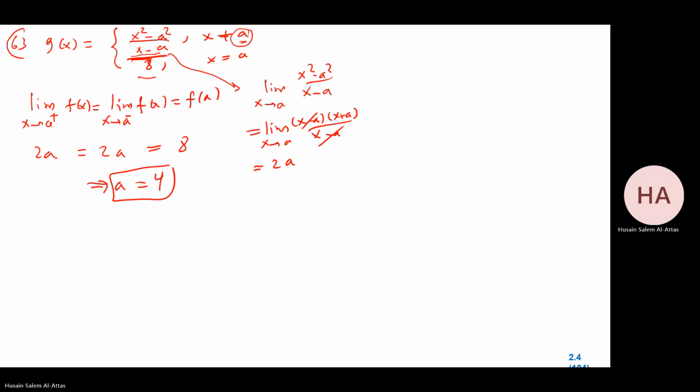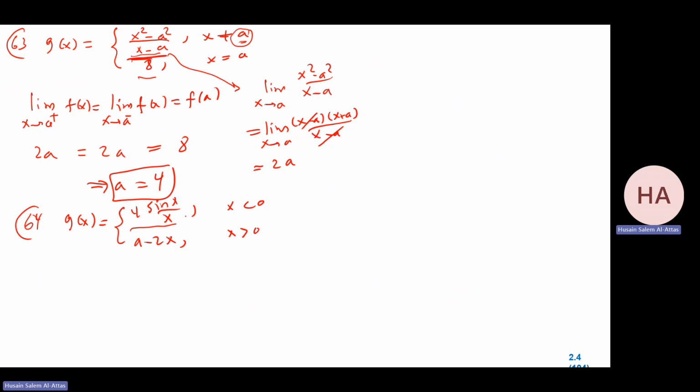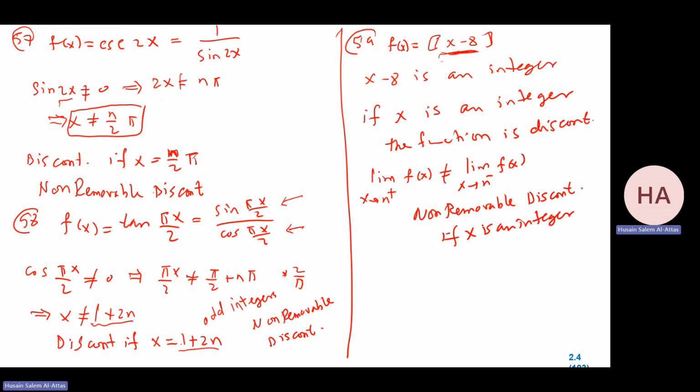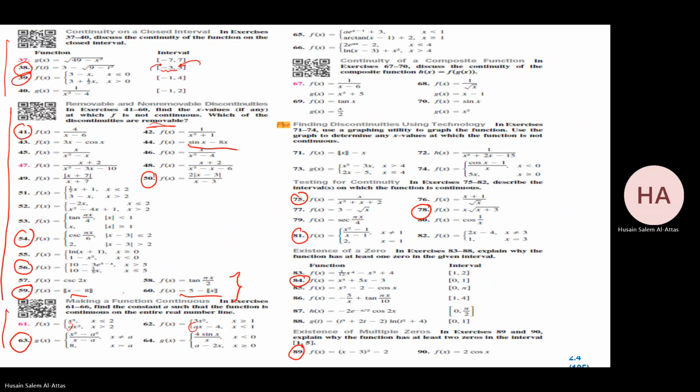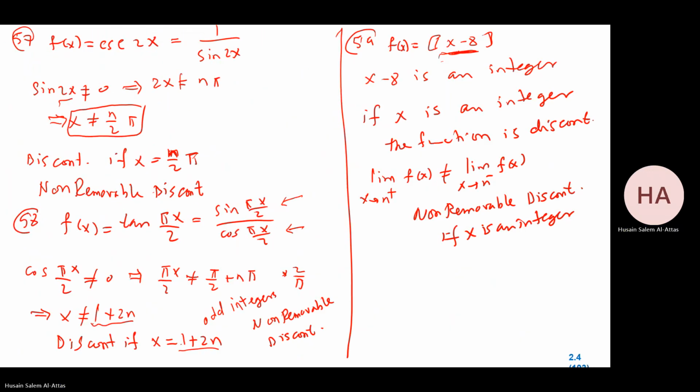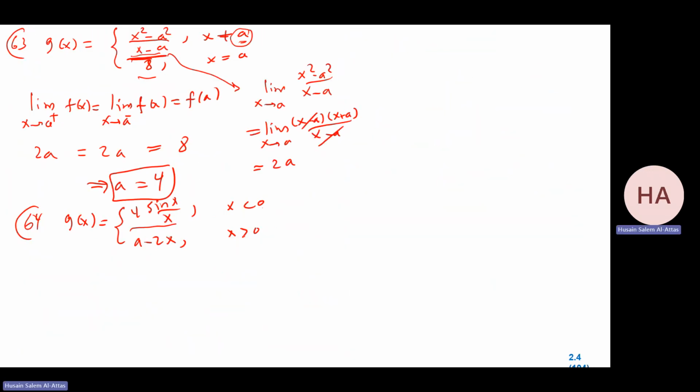64. f of x is 4 sine x over x, and this is a minus 2x, where x is negative and x is positive. So this is continuous, nothing, because we worry about 0 where it's not in this interval. Where is the equality? Equality with this. This is the equality.